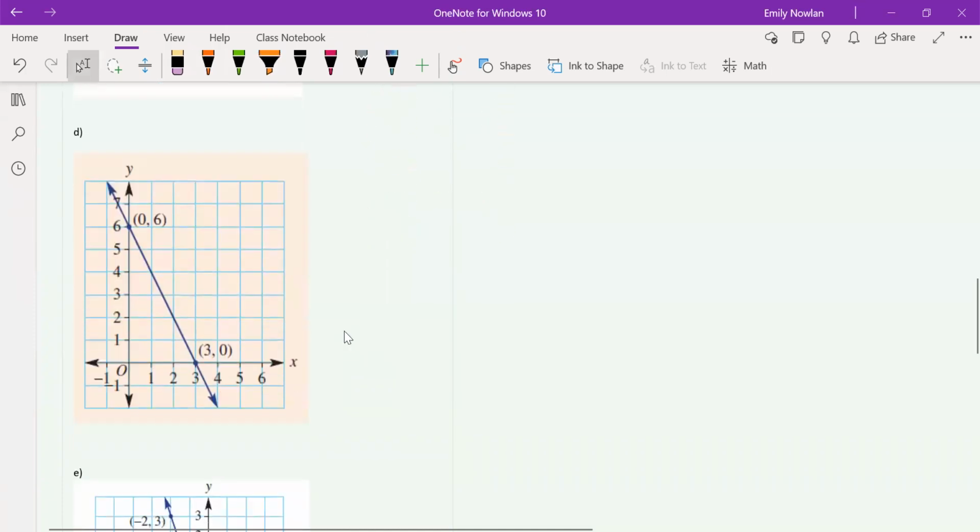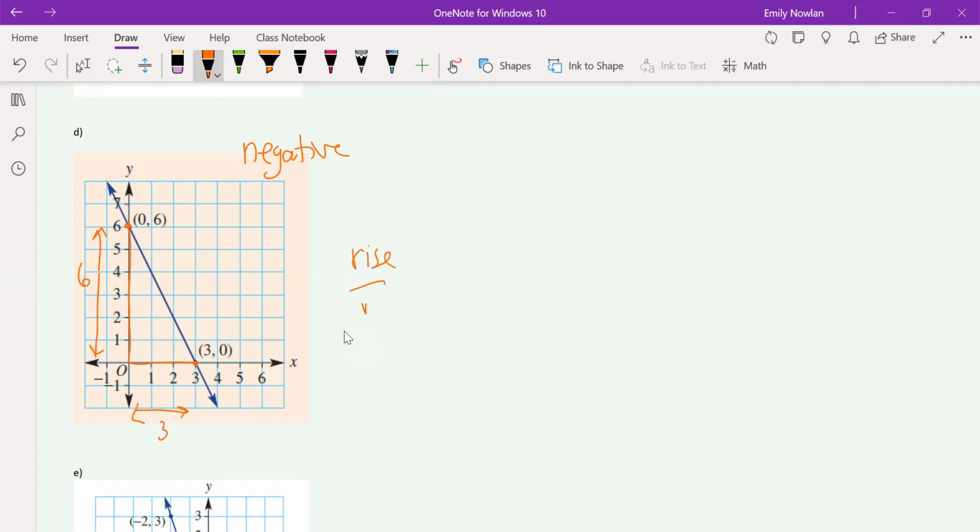Next one. Okay, pause it and try it yourself first. The first thing to notice, hopefully, is that you can see it's a negative gradient. We're going downhill this time. So get the rise over the run. That's really easy to see where it's going through. So here's my rise and here's my run. That rise is 6 all the way up there, and my run is 3. So my rise over my run is 6 over 3, which simplifies to 2.